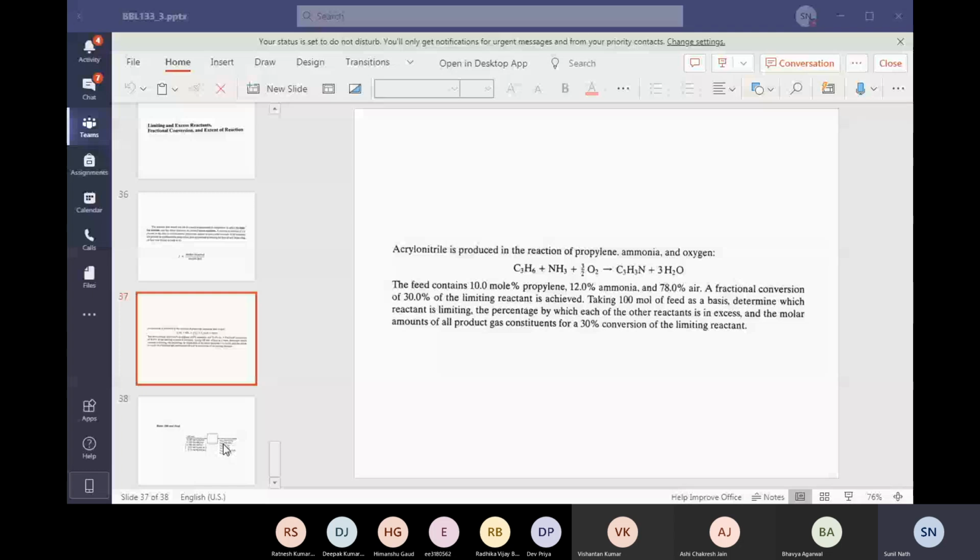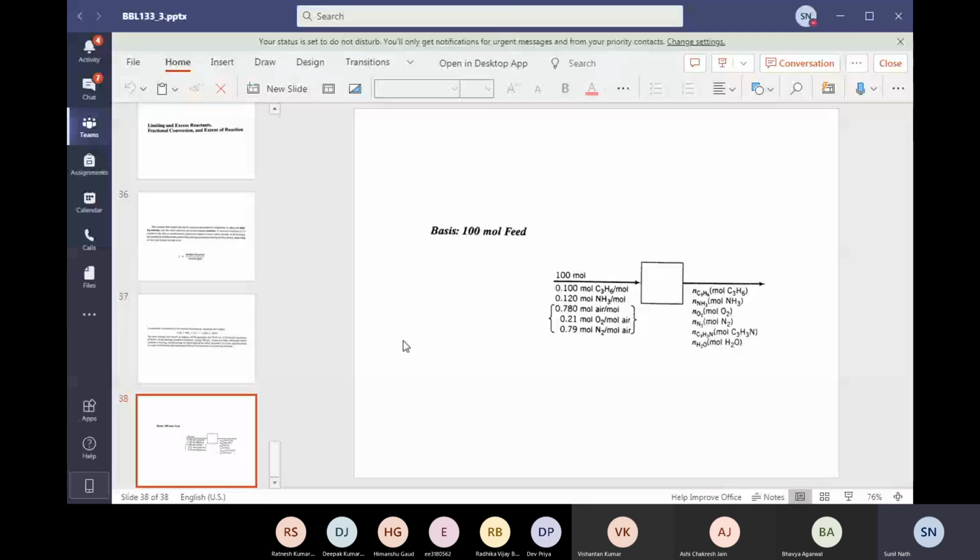So essentially, this was the flow sheet. You have now identified everything in the output: how much of the product was there, how much of the unconverted excess reactants went into that stream, etc. And so you can find any fraction, anything, once you know the moles of C3H6, ammonia, oxygen, nitrogen, and product acrylonitrile and water.